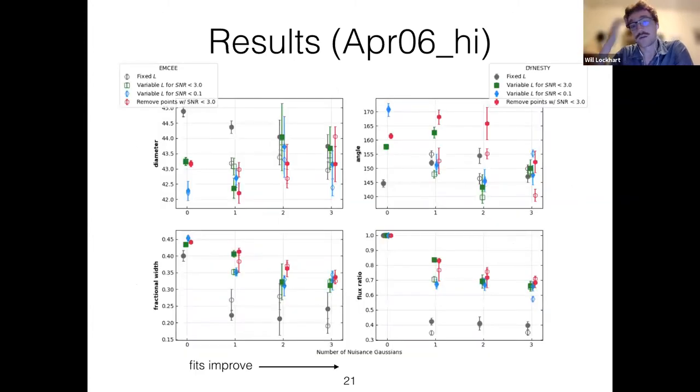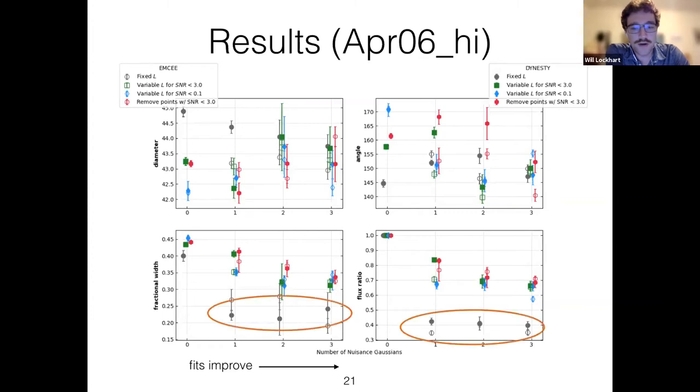And now we're going to look at all the runs together and see if there's anything we can conclude overall. So here is the full results of our simulations, again, for a particular data set, which is the April 6th high band. And so you can see these four quantities: diameter, angle, width, and flux ratio. To some extent, things are a little all over the place. But one thing that jumps out is in the last two quantities, just like in the previous plot, we saw there was a discrepancy between the fixed likelihood, which is gray in this plot, and the variable likelihoods, which are the different colored options. Here we can see this clear separation.